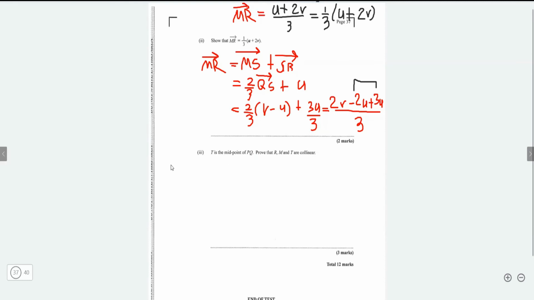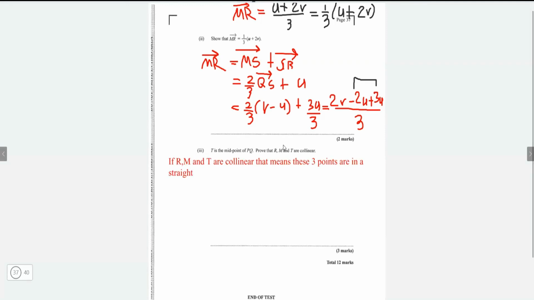All right, so in words now, let's write it out. If R, M, and T are collinear, that means these three points are in a straight line. So to prove that they are in a straight line, we just need to show that one is a multiple of the next. So I already have MR, so let's go TR then. So vector TR, or vector TM, let's go TM.